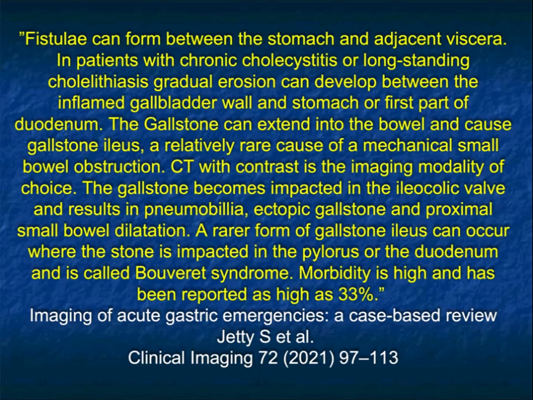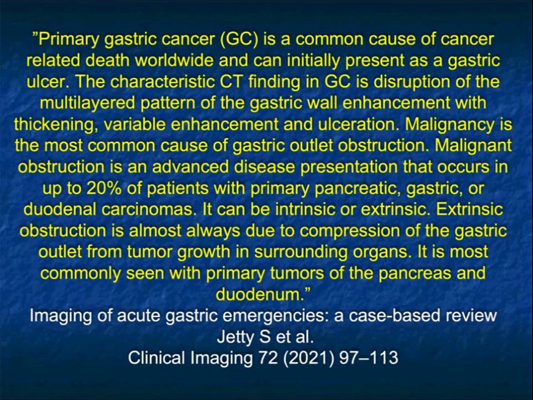Any type of fistula between adjacent organs has high morbidity, high mortality. Now, I mentioned that we're only going to look at cancer in regard to bleeding and ulcers. Primary gastric cancer is a common cause of cancer-related deaths worldwide, and its presentation can be a gastric ulcer. Typically, the appearance would be a multi-layered pattern of the gastric wall enhancement with thickening, variable enhancement, and ulceration. And again, we look at adjacent stomach to see the transitions and the changes in very specific areas.